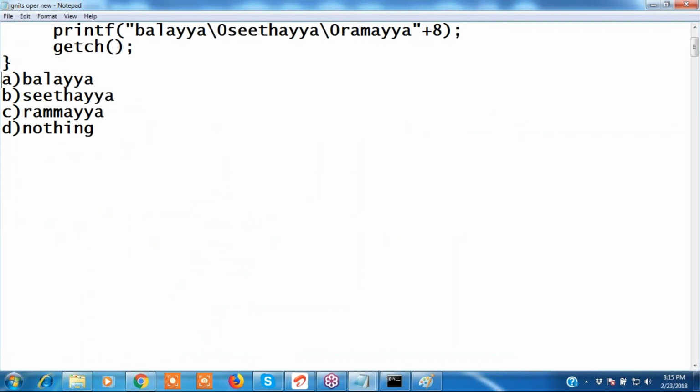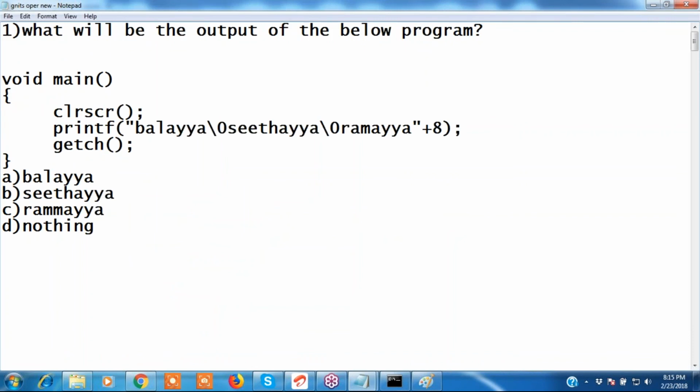Guys, first question, check it once. What is the first question here? Here we have written printf of Balaya slash 0 and Sitaya slash 0 and Ramaya plus 8. If I write plus 8, what is the output here? Nothing. Why is it nothing? Plus 8 we have written. Slash 0 is the null character. Balaya is 7 characters, then slash 0. It starts from 0, right? Plus 8 we have written.